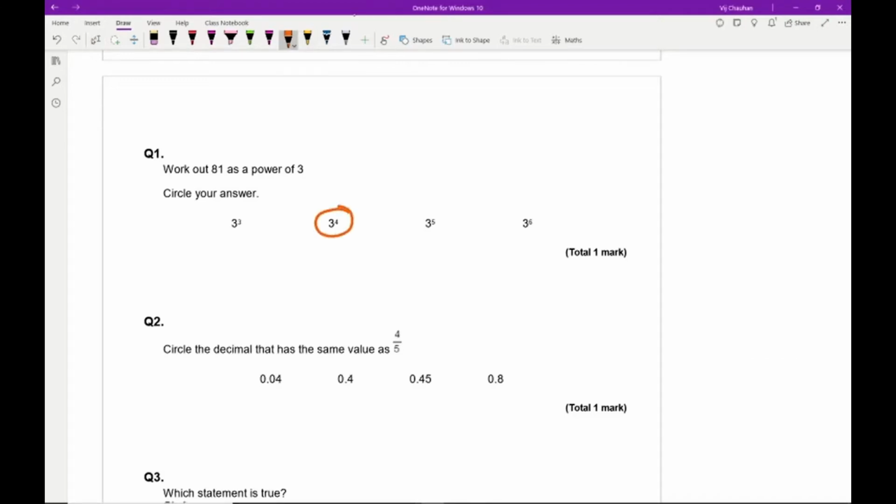The other alternative is to start with 81 and just divide by 3 until you get to 1. And if I do that, I get to 1, and you can see that I've counted it 4 times, and there we get our answer.